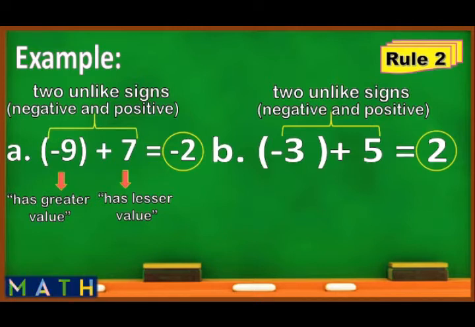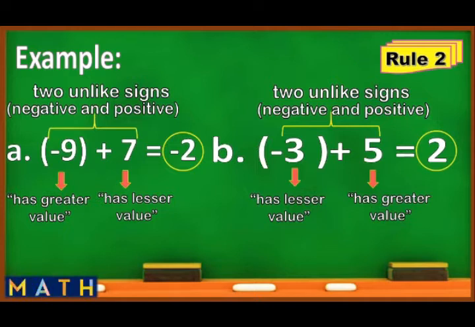The rule states that when we add integers with unlike signs, subtract the lesser number from the greater number. Now, which of the two numbers, 5 and 3, is greater? Which is lesser? Thus, the integer with the greater number is 5, while 3 is the integer with the lesser number. So, 5 minus 3 is 2.